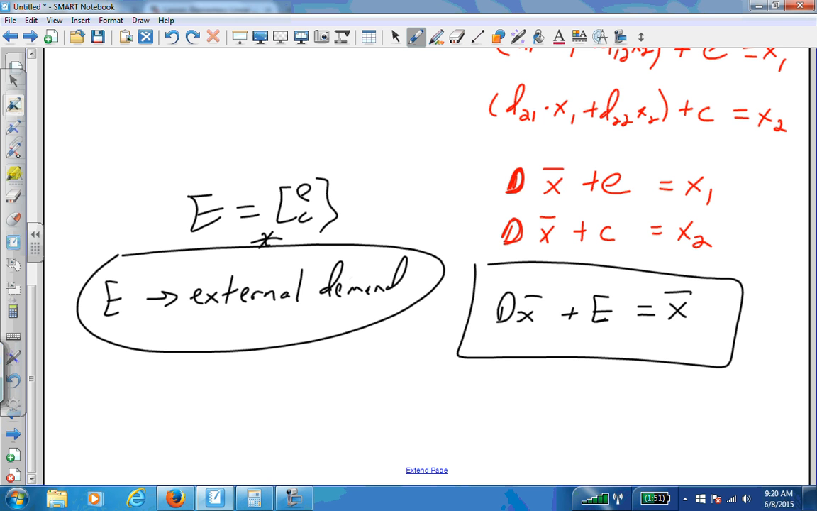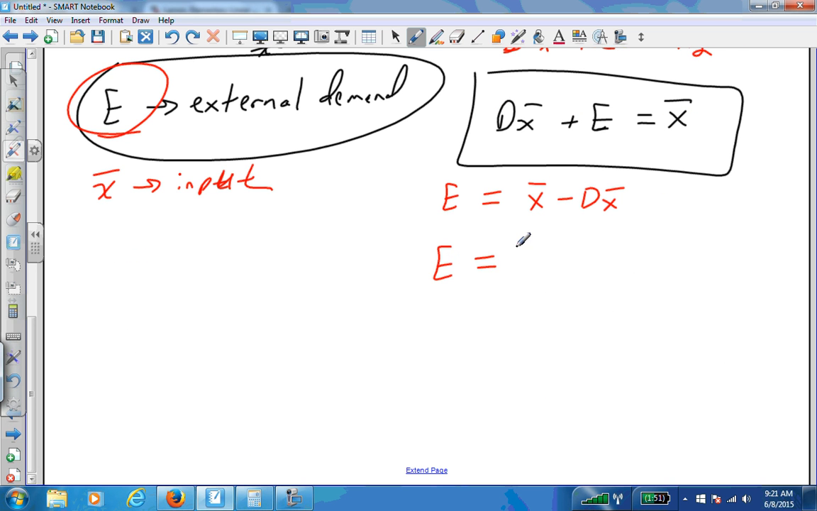So let's solve this for E. Let's subtract dx from both sides. So the external demand equals x minus dx. So the question that we're eventually looking for is how much input do we need of each item of coal and of electricity so that we reach our external demand.